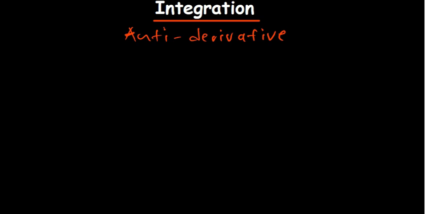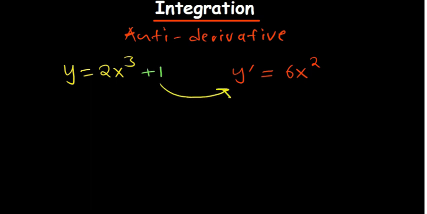Just know that it's the opposite of what you do under differentiation. We already know that if you have a function, for example, y is equal to 2x to the power 3, plus 1, and you try to determine the derivative of this function, it is going to be equal to 3 times 2, 6, and then x squared. Of course, the constant goes away. So this is differentiation.